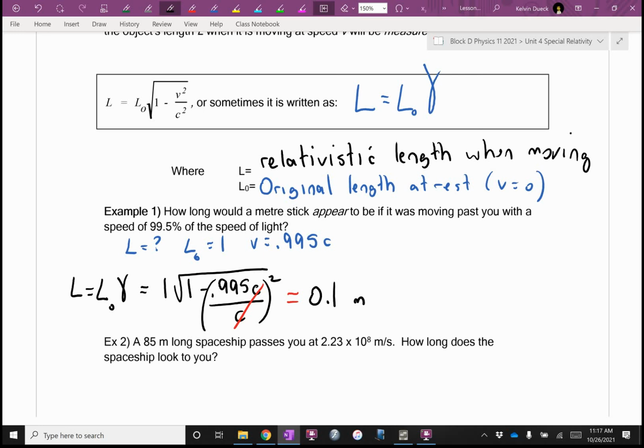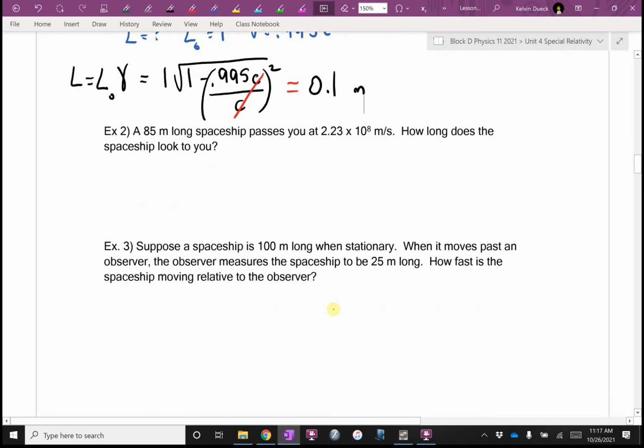Is that all right? Let's do another one. Example 2, an 85-meter long spaceship passes you at 2.23 times 10 to the 8th meters per second. How long does the spaceship look to you? Is this asking us to find L or L0? Well, it's asking how long it looks to us. Are we moving or are we at rest? Because the spaceship is moving relative to us, I think this is asking us for the relativistic length, how long it appears to us. I think this is asking us to find L, which means, Zach, what's L0?